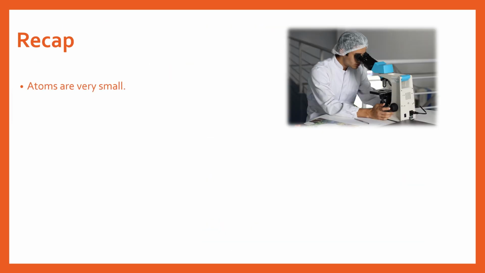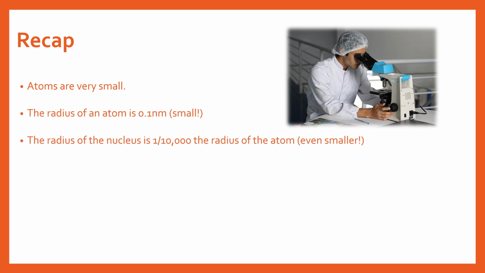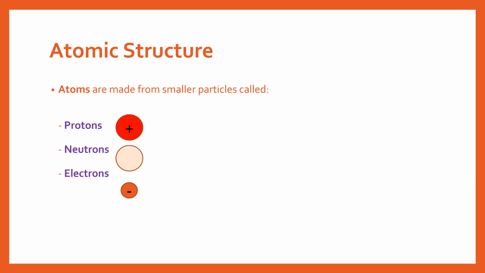Just a brief recap there, then: atoms are very small. The radius of an atom is 0.1 nanometers. The radius of the nucleus is 1 over 10,000 of the radius of the atom, so it's even smaller, and almost all the mass comes from the tiny nucleus, specifically the protons and neutrons.